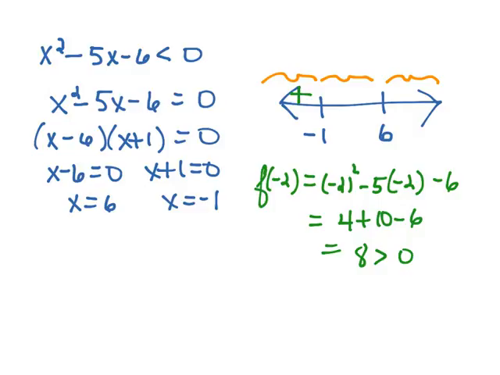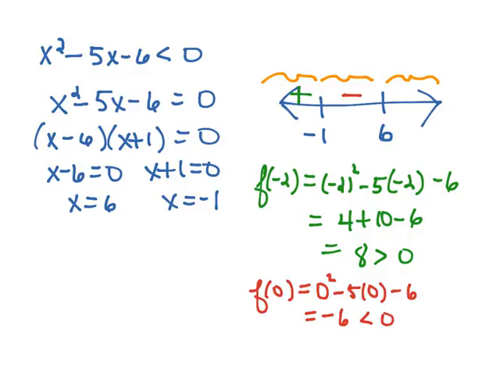Next, I want to try a number in between negative 1 and 6. Let's say 0. And if we plug in 0, 0 squared minus 5 times 0 minus 6 will give us negative 6, which is less than 0. So the numbers in the region from negative 1 to 6 are going to be negative.